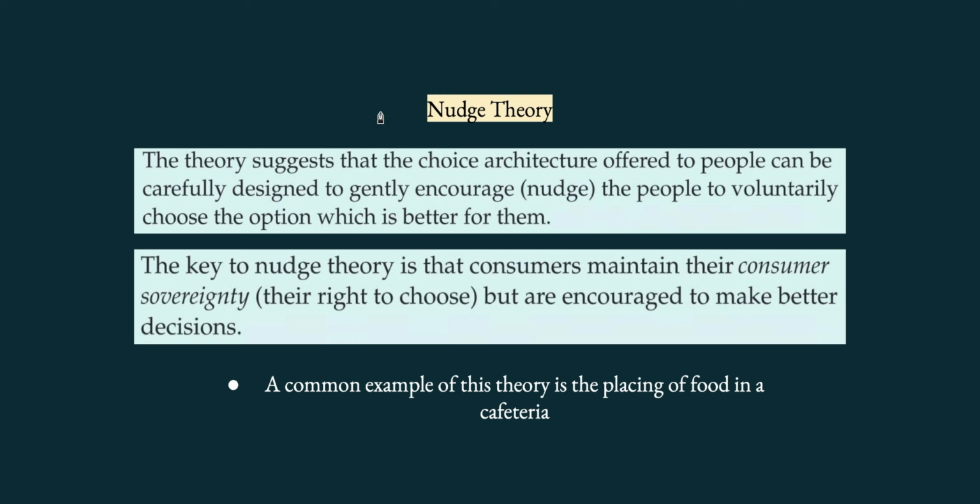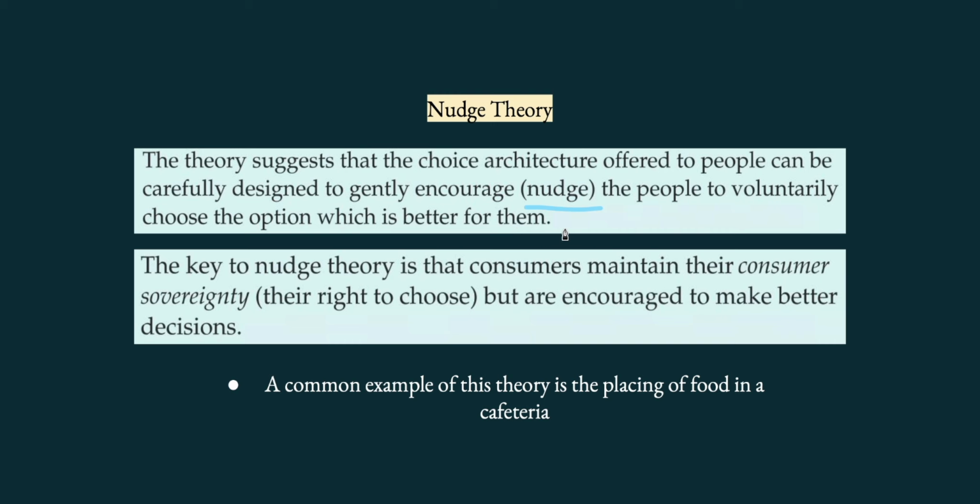Okay, and the last concept we're going to be looking at today is something called nudge theory, the last part of behavioral economics here. And this is the theory that suggests that the choice architecture, such as in a grocery store, offered to people can be carefully designed to gently encourage or nudge people to voluntarily choose the option which is better for them.